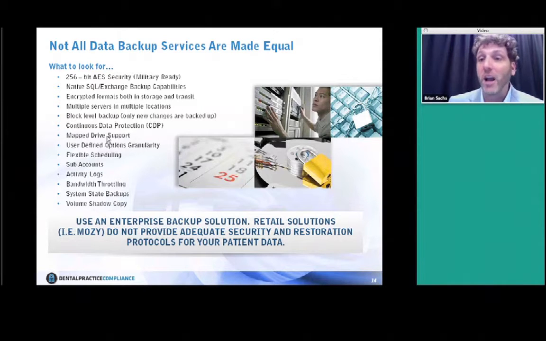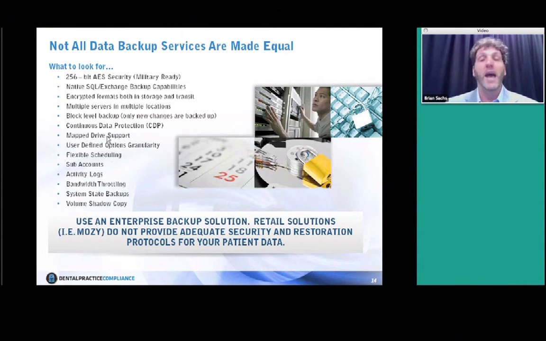So if you're backing up to Carbonite or Mosey and you're doing this offline, you cannot restore a SQL database with those backup companies. So that is why what we come across is if we go to EagleSoft or we go to Dentrix, some practices are paying upwards of $300 to $400 a month for their data backup. That's because those data backup services are providing SQL and Exchange.